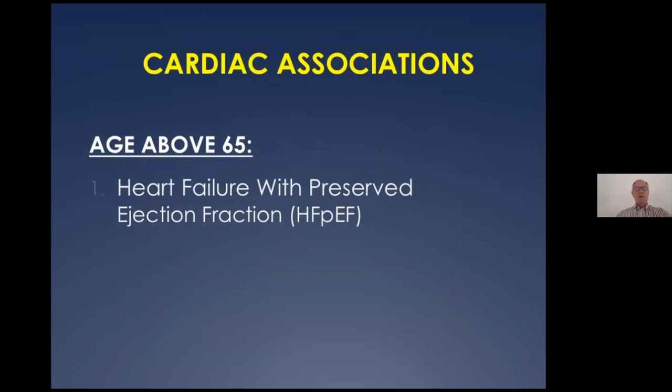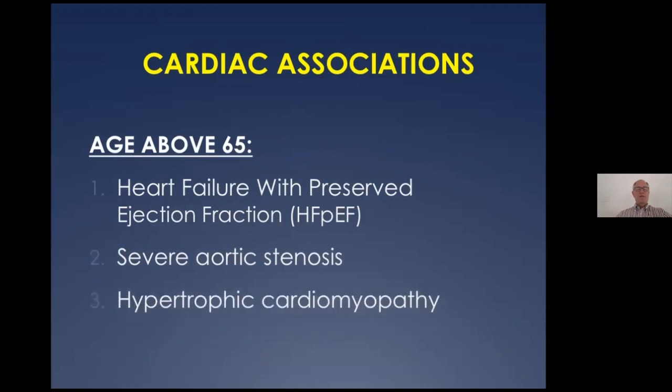Let's talk about the cardiac associations. If you're above the age of 65, HFpEF, heart failure with preserved ejection fraction, is a very common presentation. It is also associated with severe aortic stenosis, a common malady we see as we age, and also hypertrophic cardiomyopathy. In those situations, you should have a low threshold to assess for cardiac amyloidosis.